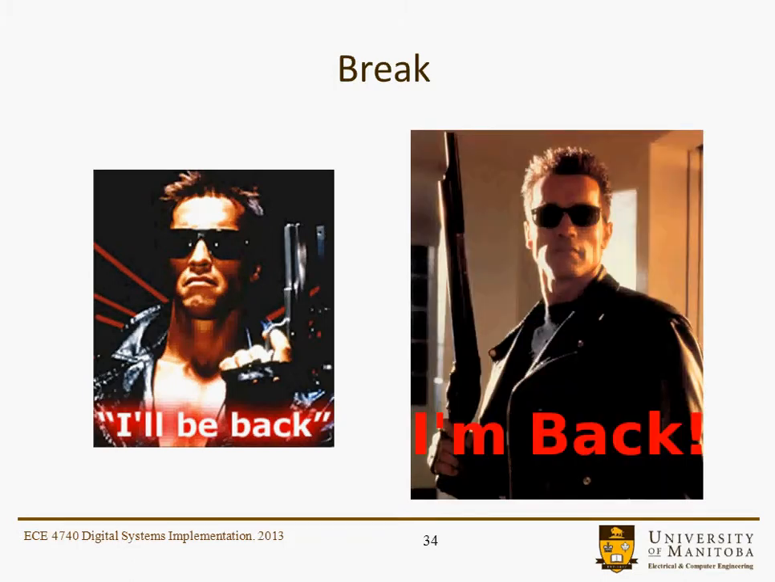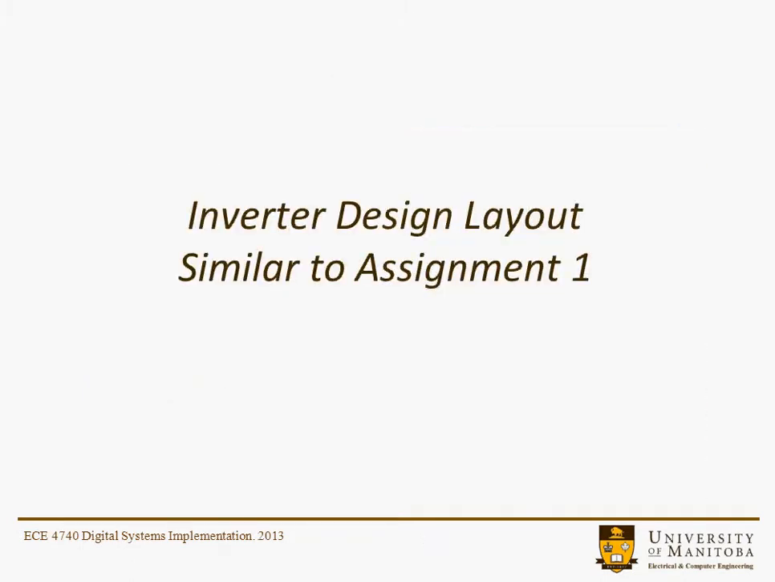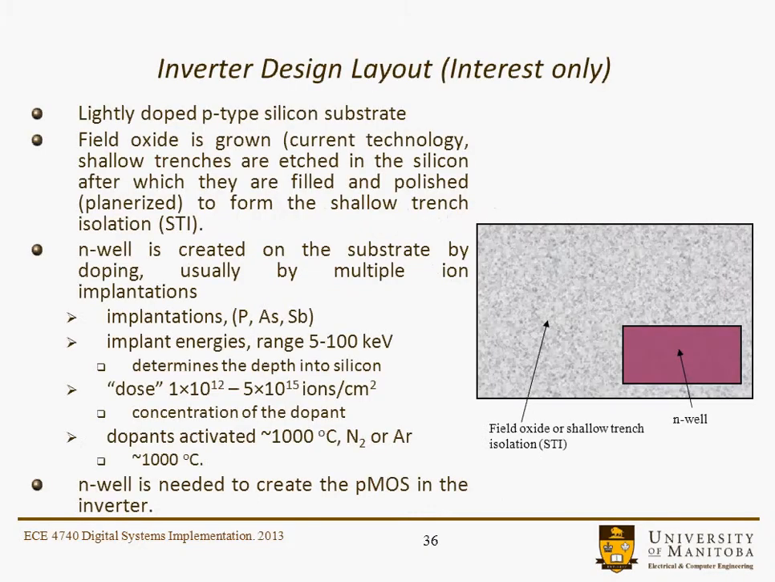Okay, once again we're back from the break, and what we're going to talk about here is the inverter design layout. It's very simplified, but it is similar to your assignment number 1. So basically you're going to start with a silicon substrate. In this particular case it's going to be p-type. So our n-type transistor is going to sit in around here, and we have to create a region for the p-type transistor to sit, so we create an n-well over here.